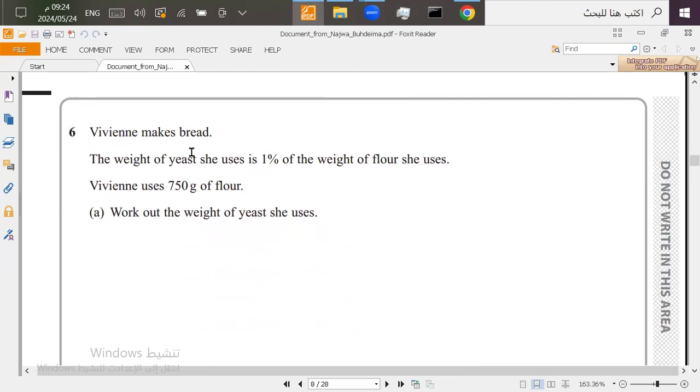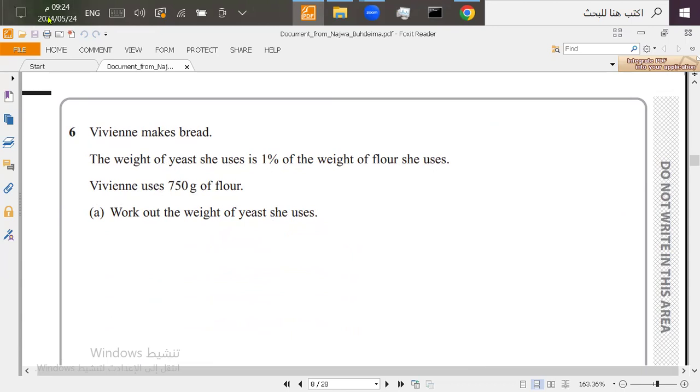Vivienne makes bread. The weight of yeast she uses is 1% of the weight of flour she uses. Vivienne uses 750 grams of flour. Work out the weight of yeast she uses. So as we said, the weight of yeast she uses is 1% of this one. That means we're going to multiply 1% by this one.